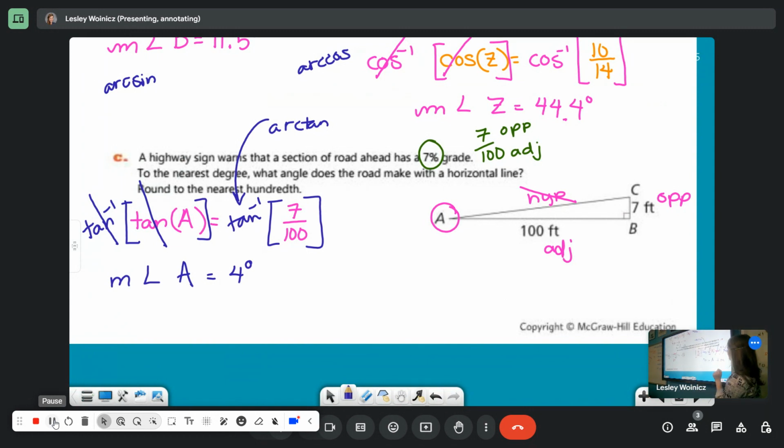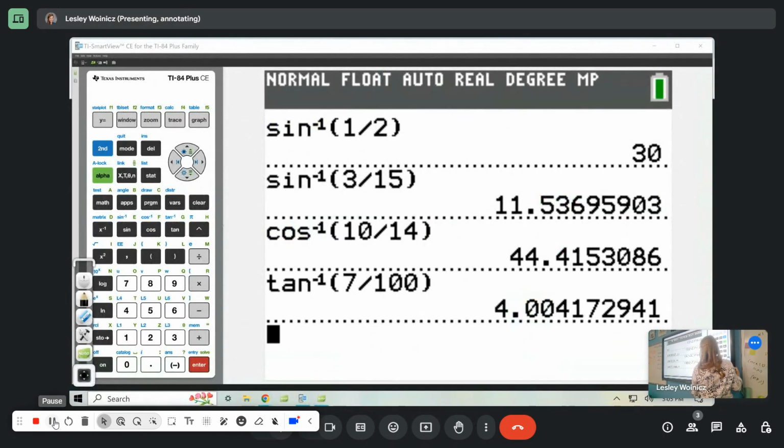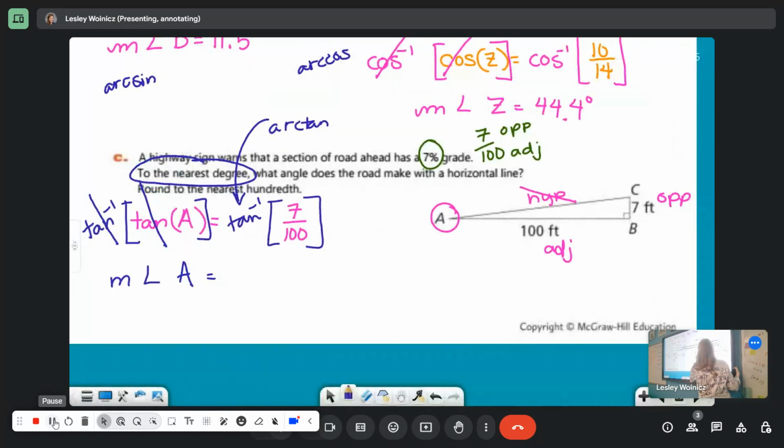Oh, does it say nearest hundredth? Oh, sorry, there's two conflicting directions. There's nearest degree and then nearest hundredth. So sorry about that. I was schizophrenic when I made this. Which one do you guys want to do? Oh, it is. Sorry. Couldn't make up my mind. Questions?